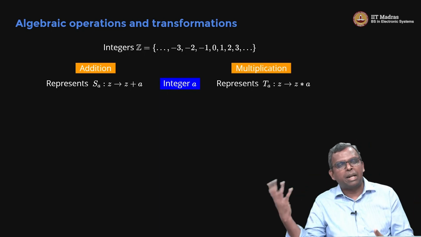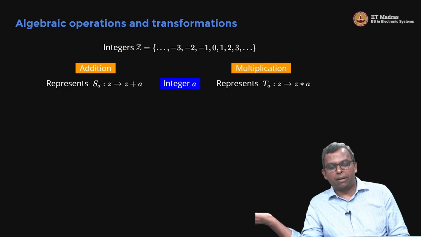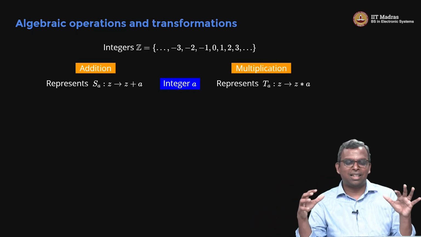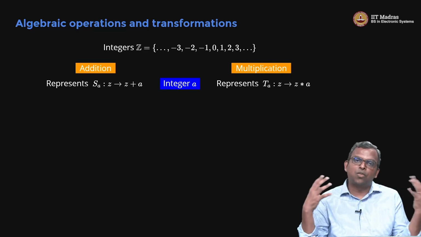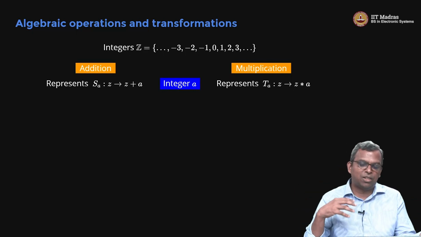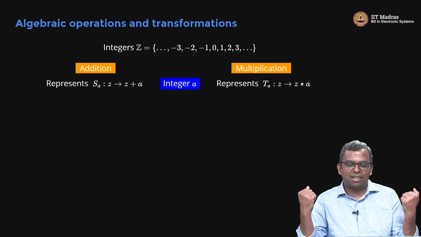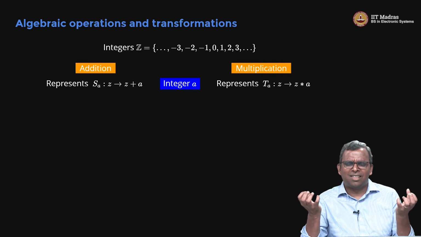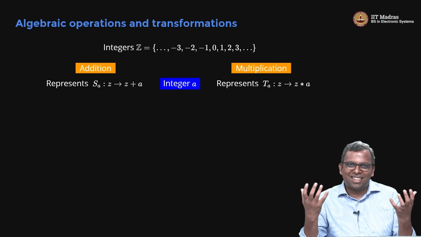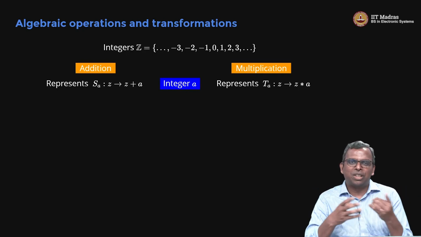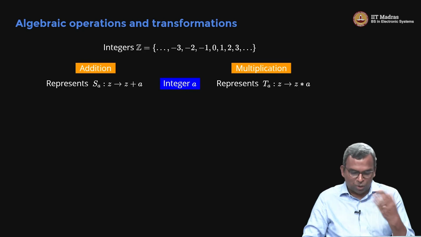It also defines a multiplicative transformation. I'm going to call it T_a. It takes z to z times a. Right? We know how to multiply integers. So you see that an integer a, the quantity a, represents transformations. It represents an additive transformation. It also represents a multiplicative transformation. Now this is something very interesting, isn't it? At least to me, it seems very interesting that an integer can represent things, and you don't usually think of the integer as representing a transformation. But that's a nice way to think about it.